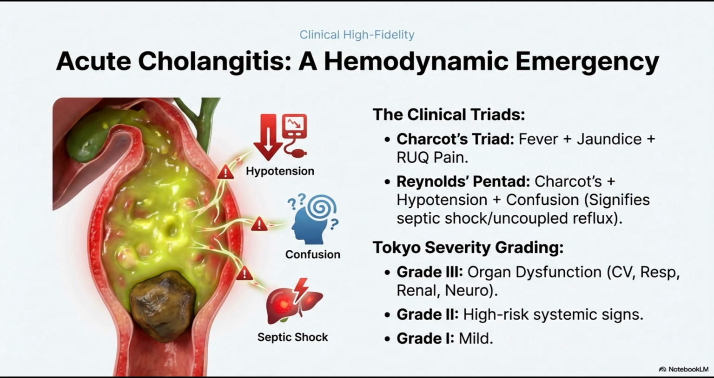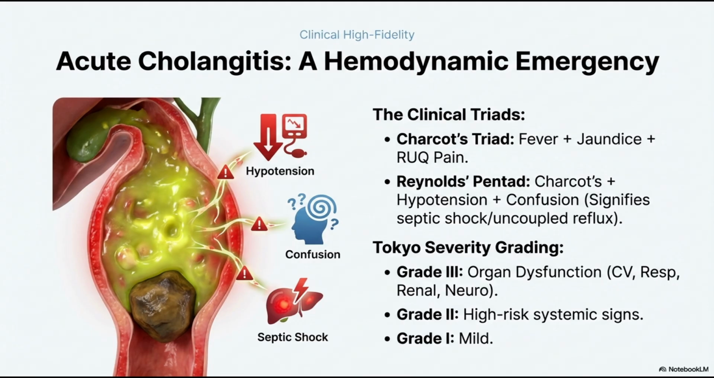And remember the signs. Charcot's triad. Fever, jaundice, right upper quadrant pain. But as we said, low sensitivity. Don't hang your hat on it. And Reynolds pentad adds hypotension and confusion. Right. When you see confusion and hypotension in a jaundiced patient, that signifies septic shock. That means the hepatic firewall has failed and you have uncoupled high-pressure reflux.